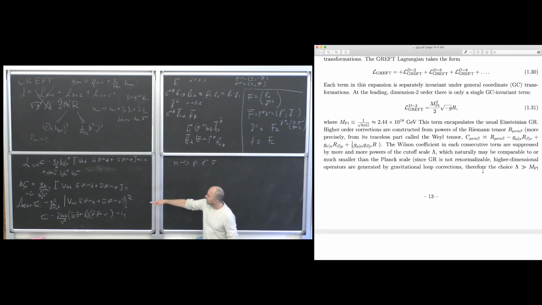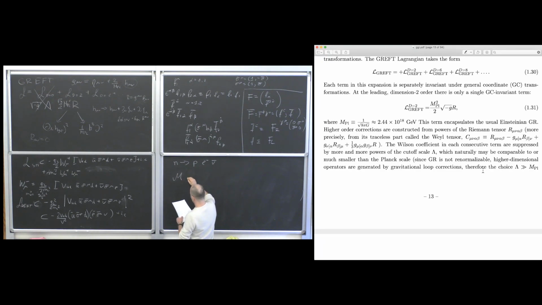So we imagine that we have this weak effective field theory Lagrangian defined at the scale of 2 GeV. We cannot go any lower, because at some point these quarks will not be good degrees of freedom. So let's stop there. And we calculate the amplitude for this process, for the neutron decay.